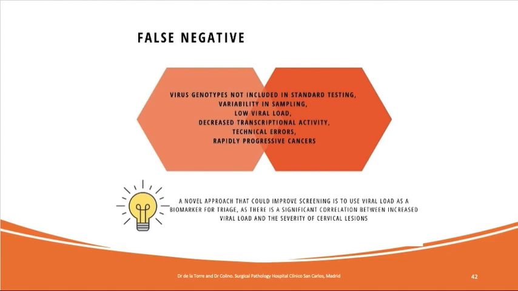A novel approach that could improve screening is to use viral load as a biomarker for triage, as there is a significant correlation between increased viral load and the severity of cervical lesions. However, further research is needed to determine optimal cutoff points and evaluate the feasibility and effectiveness of this strategy in different population and clinical settings.